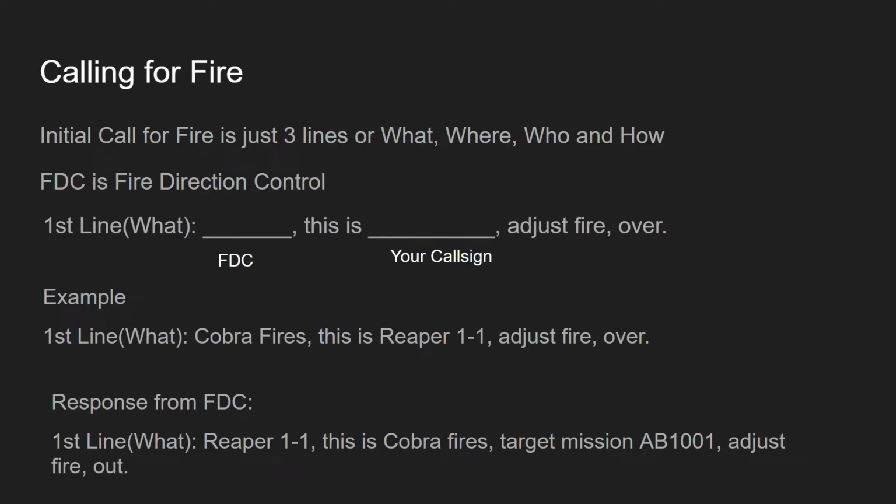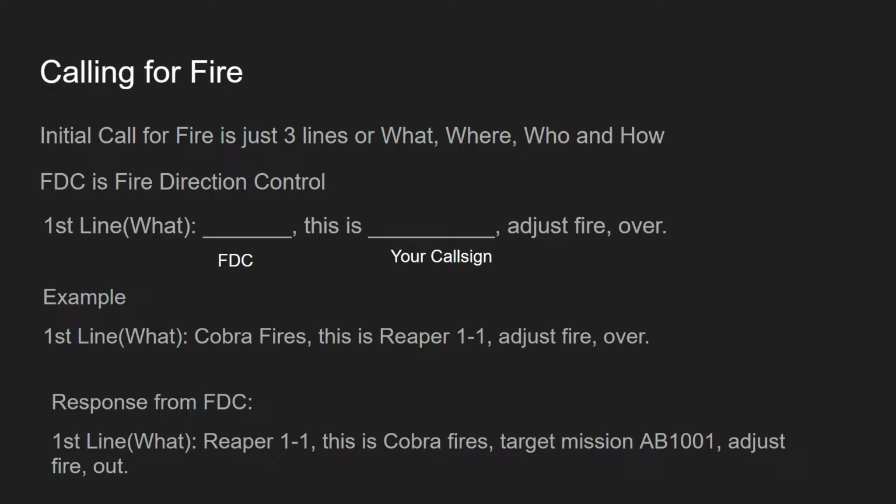The process for call for fire is relatively simple. Just remember what, where, who, and how. The initial call for fire consists of these 3 lines that need to be radioed to fire direction control, whose call sign will be given to you. For example, let's suppose Cobra Fires is FDC's call sign and our call sign is Reaper 1-1.